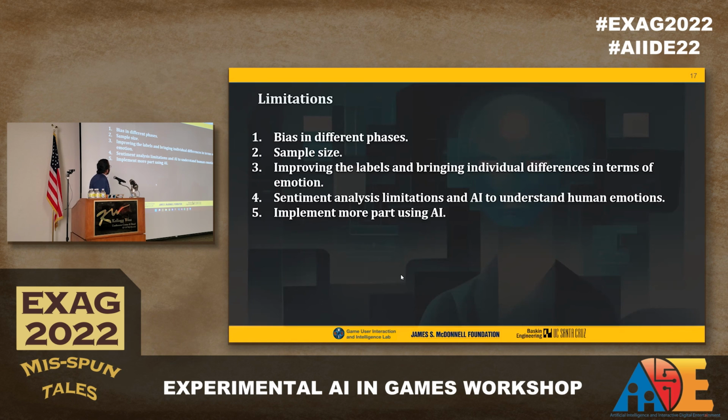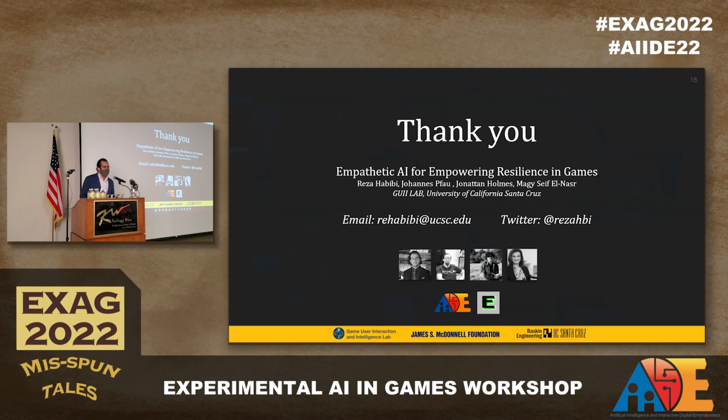And of course, we need to bring in individual differences, because individual differences are very important to understanding people's emotion. And of course, we implemented some of these phases, but we can implement them using AI and do all of this automatically. Okay, thank you.